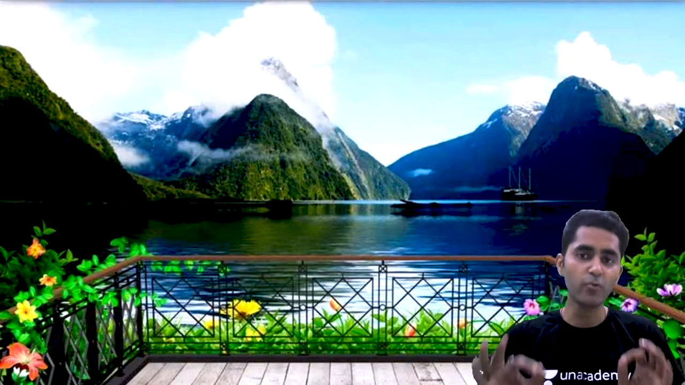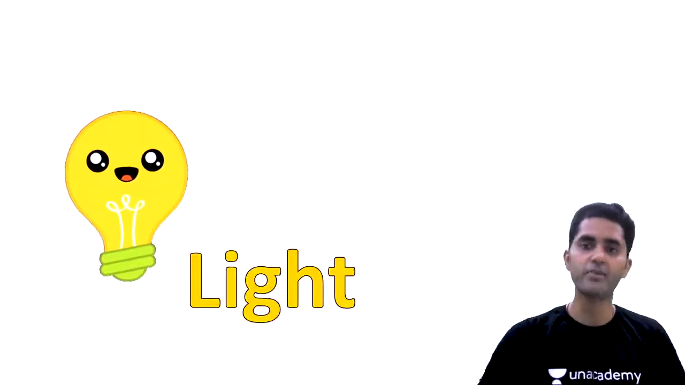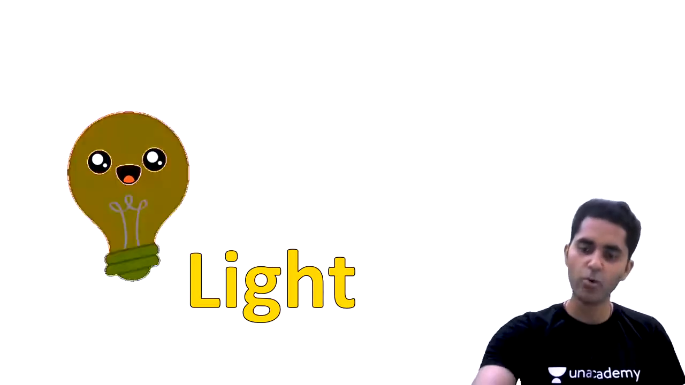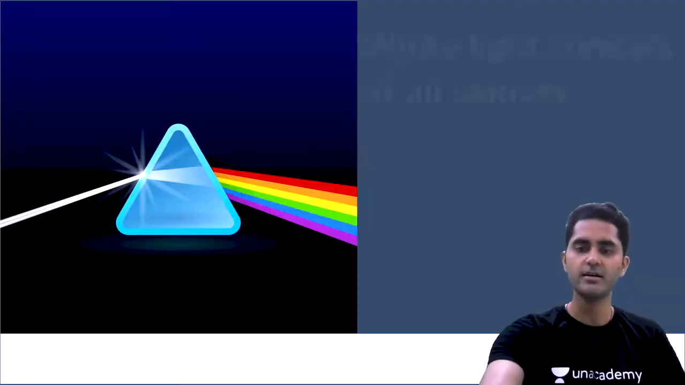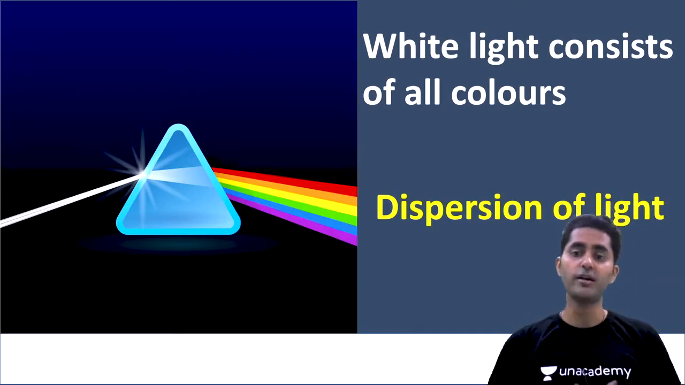See, it is clear that whatever you see, only in the presence of light you can see, right? Whatever colorful objects that you have around, if light is not there, you switch off the light, everything is black, completely dark. See, there is a phenomenon of light called dispersion of light.